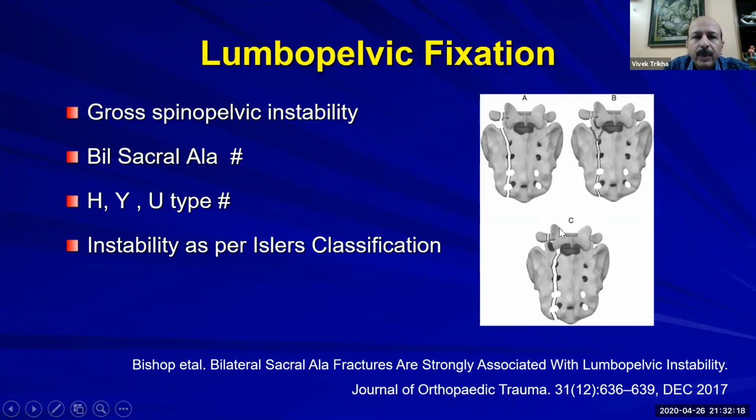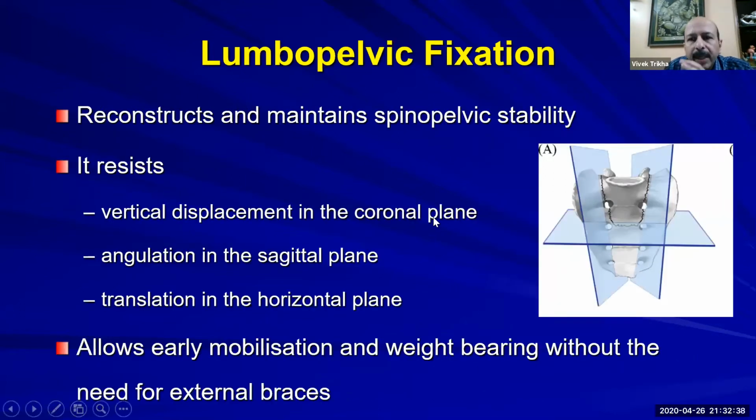And also if your instability is going through the Isler classification type 2 and type 3, which are going medial to or through the L5-S1 facet joint, which means that your instability has gone into the spine, then you require lumbopelvic fixation. It helps us to give very good stability. It can resist all sorts of displacements: vertical, angulation-wise and translation-wise. In all the 3 planes, it can resist.